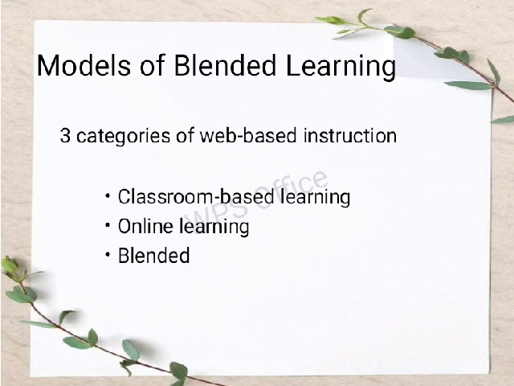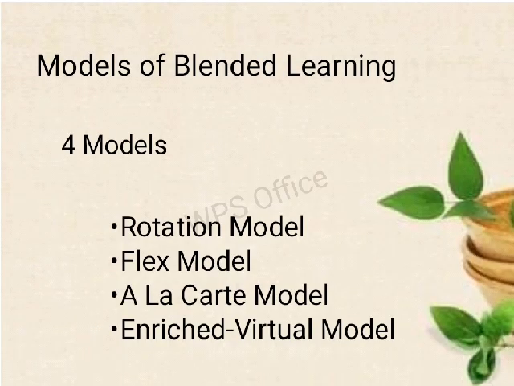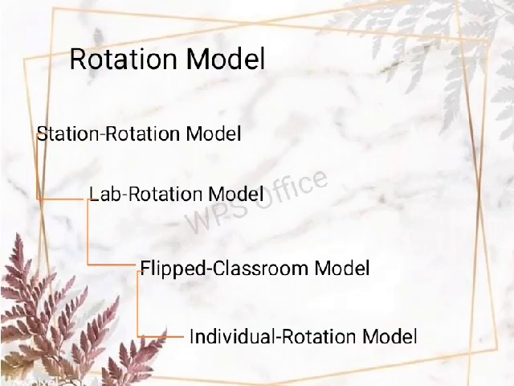As discussed in the previous lesson, there are three categories of web-based instruction, namely augmented, blended, and online, as cited by Simons and Tettenberg in 2009. In the case of blended learning, this teaching approach comes in four models: the rotation model, flex model, a la carte model, and enriched virtual model. Under the rotation model are four sub-rotation models, namely station rotation, lab rotation, flipped classroom, and individual rotation.